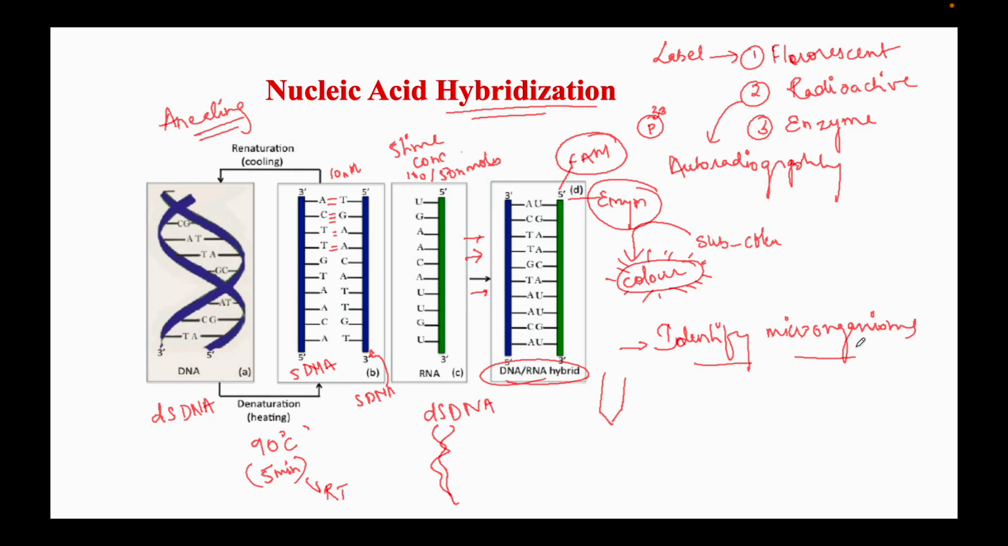Further, nucleic acid hybridization has many other applications, like Southern blotting. It is also a part of nucleic acid hybridization. I'll explain what Southern blotting is. Then PCR is also an example of nucleic acid hybridization. Then we have real-time PCR also. These are the other applications of nucleic acid hybridization.